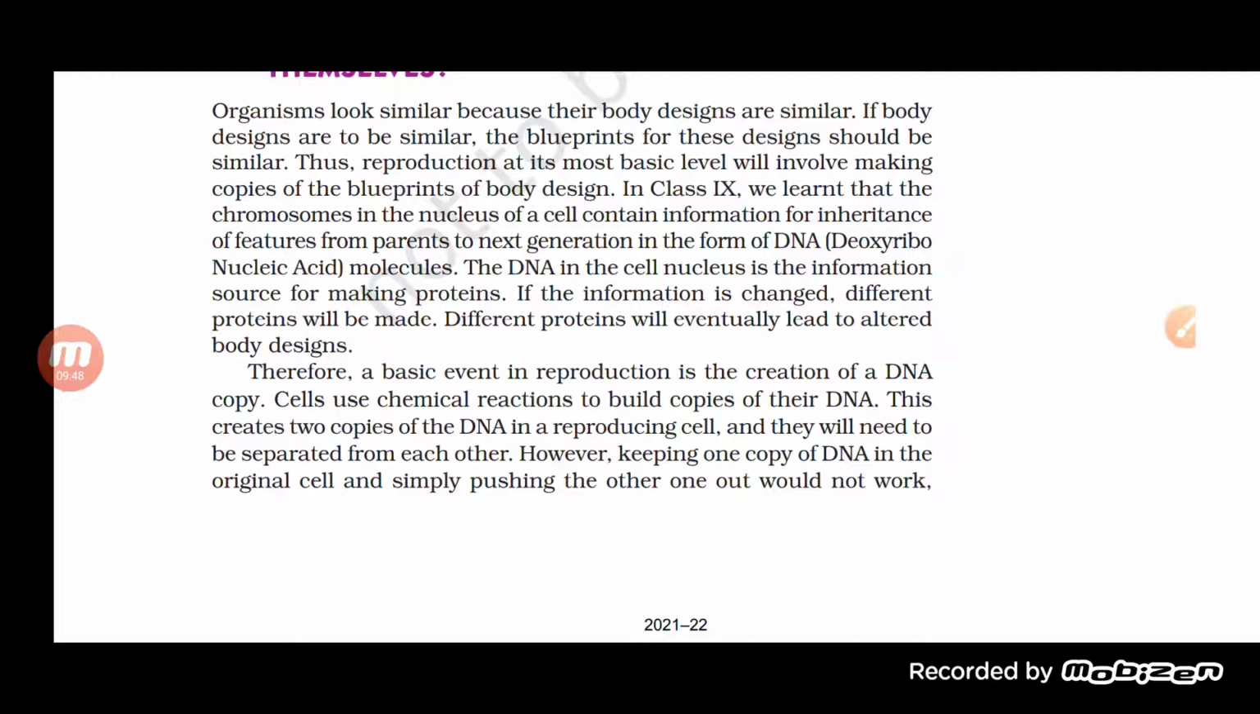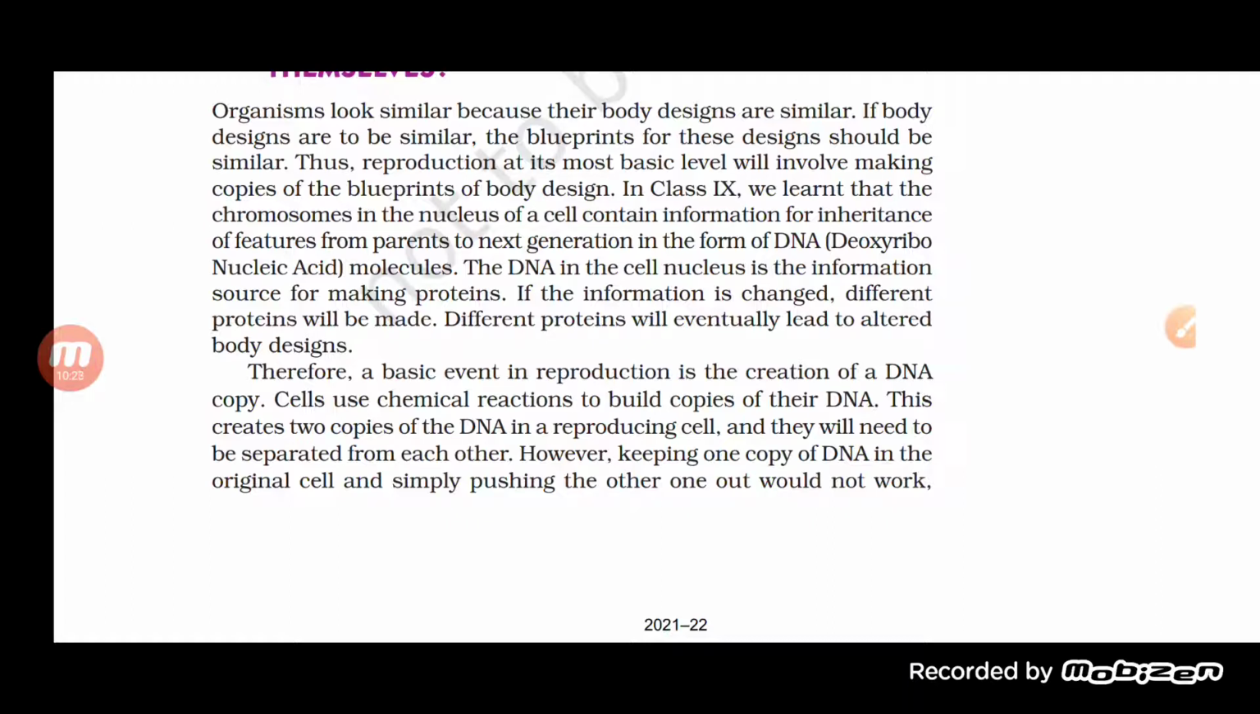Basically what happened here, the question is that organisms look very similar. Their body designs are similar. Obviously because of that they are similar. When we talk about its own species, a human being is going to give birth to a human being only. So how are human beings different from other organisms? They are different because of their body structure. So obviously, if the body structure is different, only then can we say that the organism differs from others. And how do they look similar to each other? Because of the kind of body structure they have, their own organisms also have the same kind of body structure.